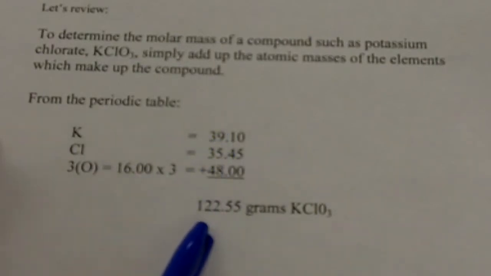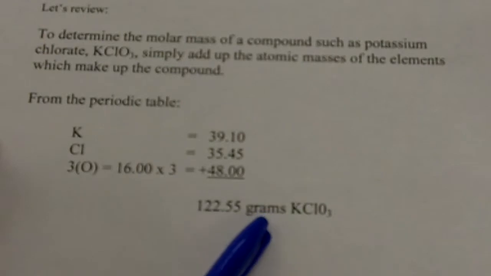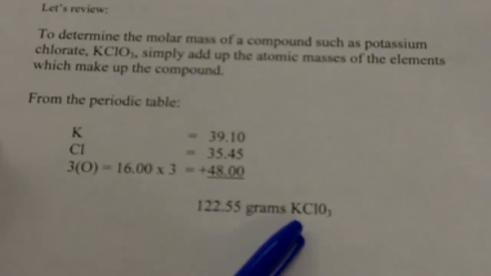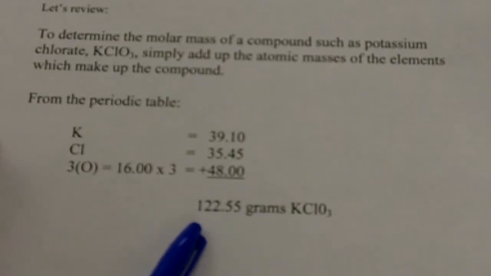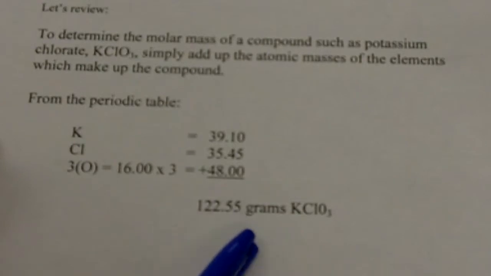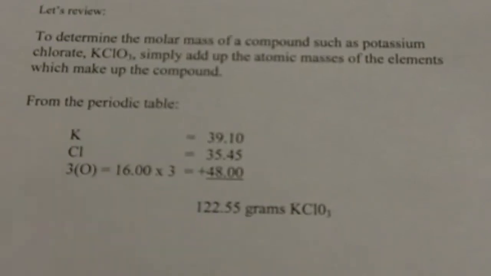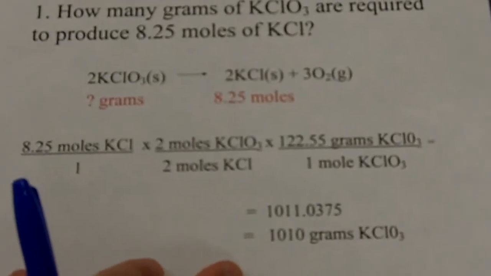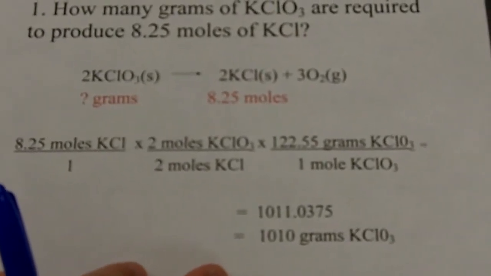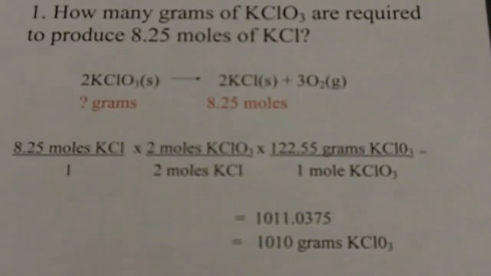When we add those up, we get a total mass for potassium chlorate of 122.55 grams. So 1 mole of potassium chlorate weighs 122.55 grams. I know you knew this from before, but I just wanted to review a little bit because we're going to be needing that technique in just a few minutes. So let's take a look at how we go about going, in a balanced reaction and a stoichiometric relationship, from grams to moles or from moles to grams.